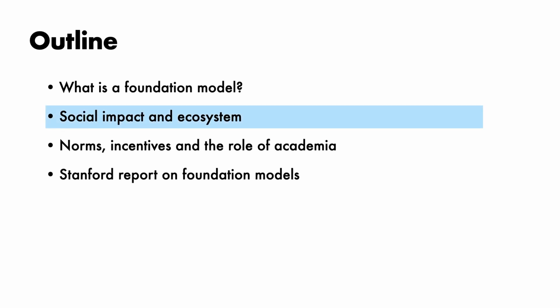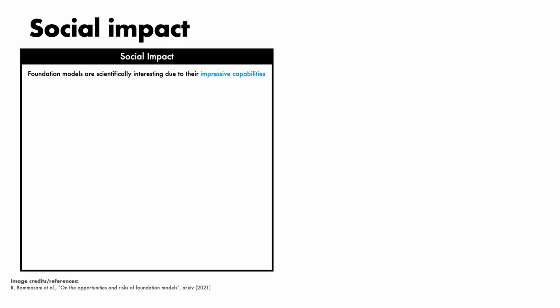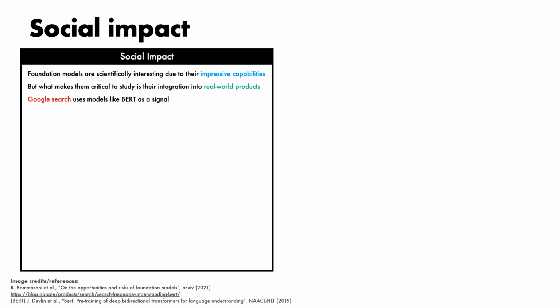Next, we turn to social impact and the foundation model ecosystem. One key reason for discussing foundation models, and indeed what makes them scientifically interesting, is their impressive capabilities. However, what makes them critical to study is their integration into real-world products used by people. For example, Google Search uses models like BERT as a signal to improve search rankings. Using this foundation model brought a number of improvements to performance.